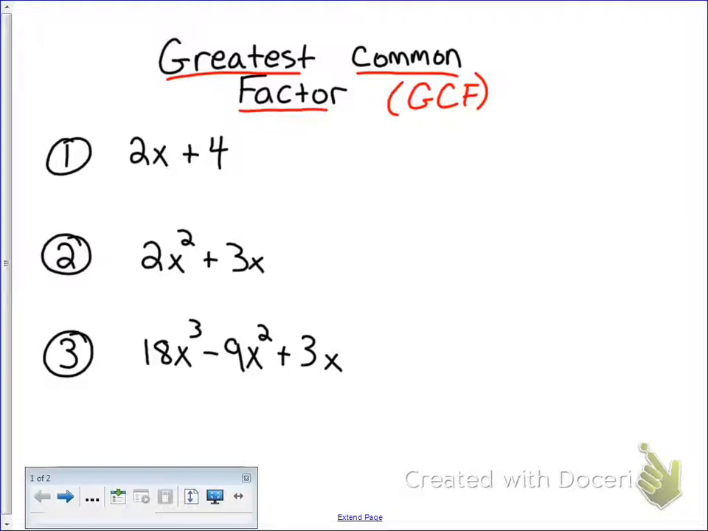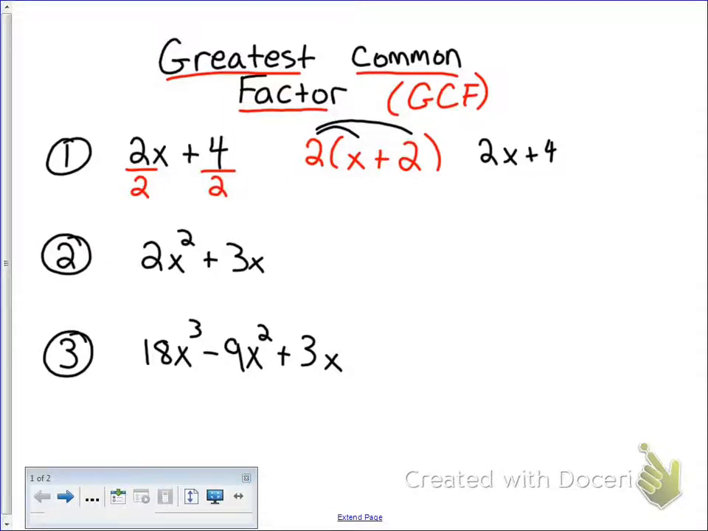So what we're going to do is basically take the 2 out of the equation. We're going to divide both of our terms by 2 to see what we're left with. Well, 2x divided by 2 is x, and 4 divided by 2 is positive 2. What we've done is just what we've been doing before. We went backwards. If I were to multiply this back out, I'd be back where I started. 2x plus 4.